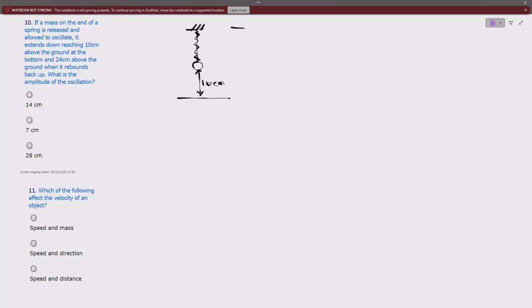So let's say it reaches here, 24 centimeters. So we are going to consider the distance traveled, or the rebound distance, and divide it by 2. That will give you the amplitude of the oscillation. So 24 minus 10 divided by 2. That is 14 divided by 2, which is equal to 7 centimeters.